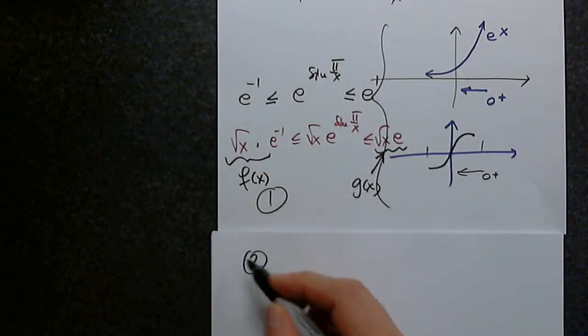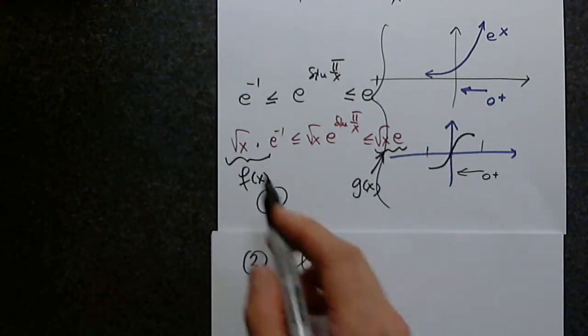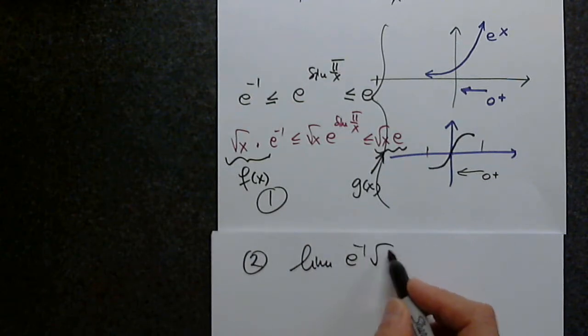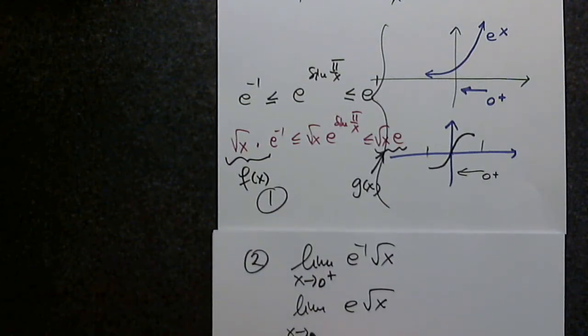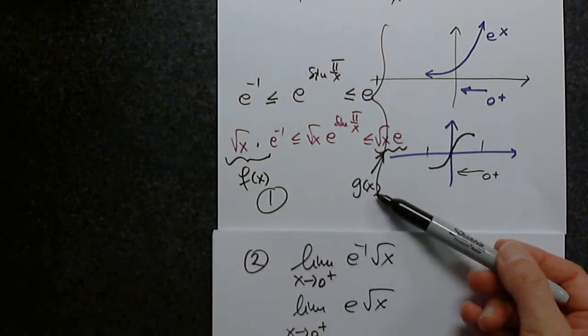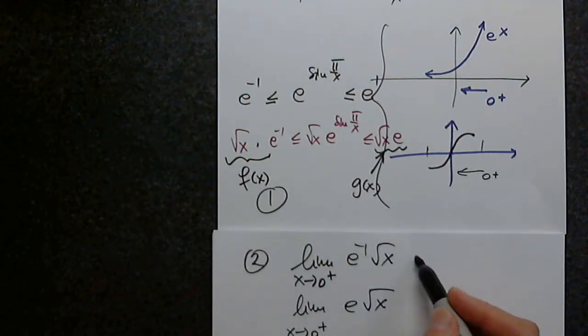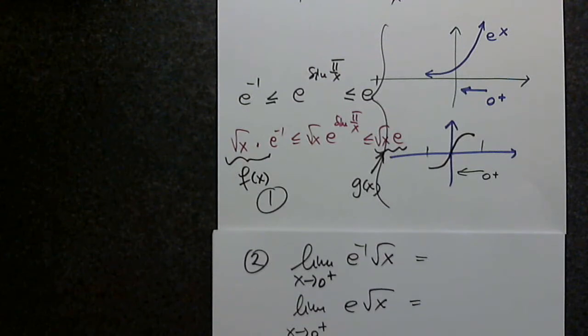Number 2, now I have to find the limit of e to negative 1 times the square root of x when x approaches 0 from the right. I have to find the limit of e times the square root of x when x approaches 0 from the right, of g of x and of f of x. If these two exist and are the same, then I just determined the limit of h of x. So where does this go?